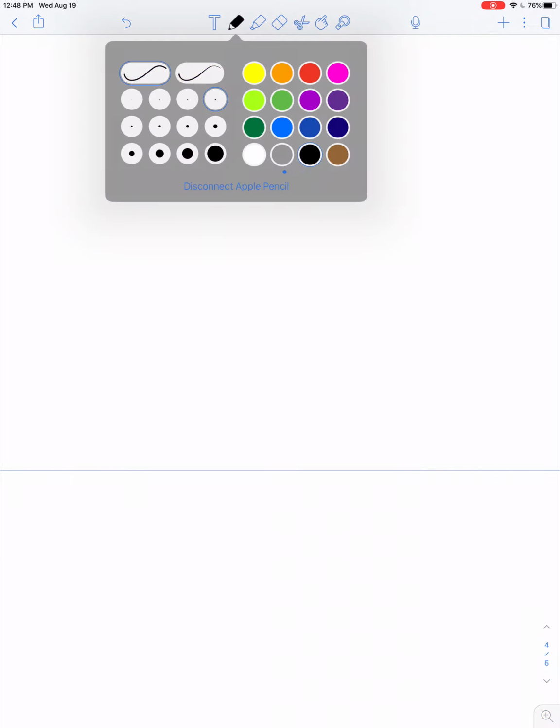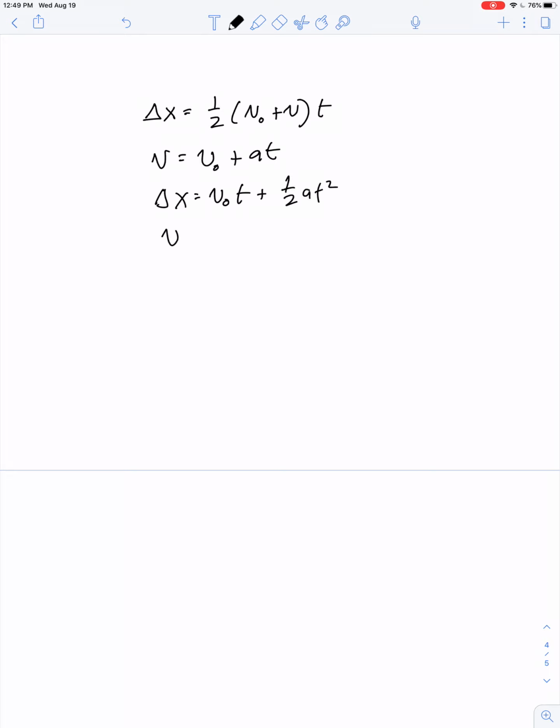So let me preview again some of the equations that we're building up to in this lecture series. Based on the definitions that I've given you so far, we're going to use those to work towards these equations that you've probably seen already. Delta x equals 1/2 (v naught plus v) times t. v equals v naught plus at. Delta x equals v naught t plus 1/2 at squared. And v squared equals v naught squared plus 2ax.